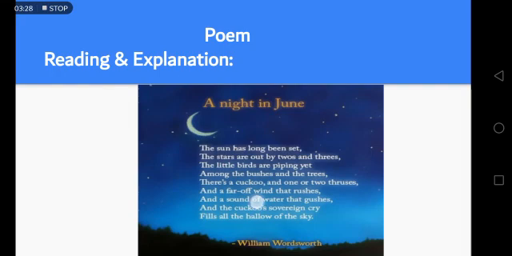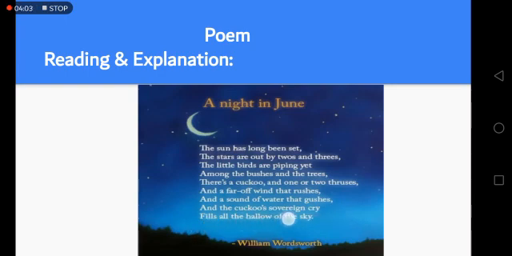There's a cuckoo and 1 or 2 thrushes. Thrushes means a kind of birds. Means 1 or 2 birds or cuckoo are singing. And a far off wind that rushes, means there he observed a far off blowing wind. And a sound of water that gushes, means flowing of water makes a different sound.